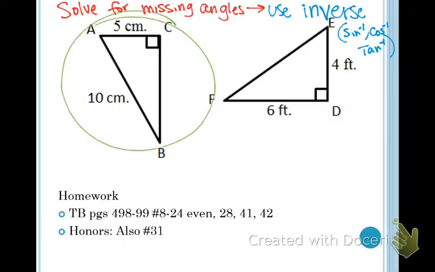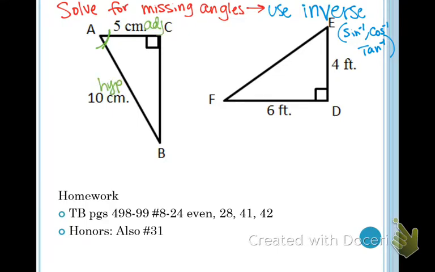So we're going to pick an angle on our first picture to solve for. A, sure. So from A, we're going to label our sides. What kind of side is 5 centimeters? Adjacent. And what kind of side is 10? So which trig function deals with those 2 things? Cosine. From what angle? A. It will equal the adjacent, which is 5, over the hypotenuse, which is 10.